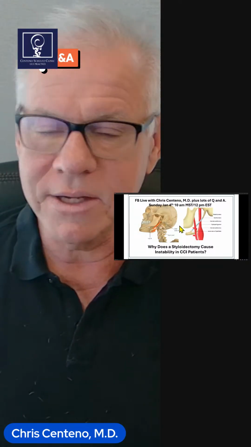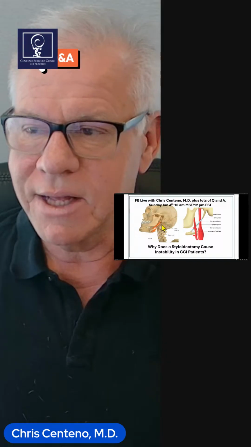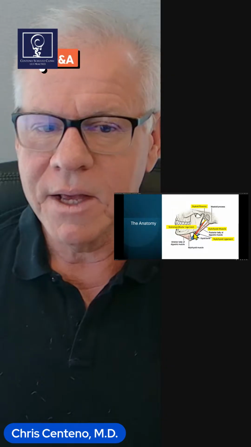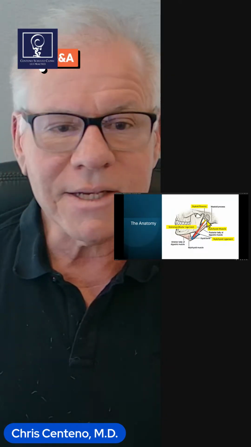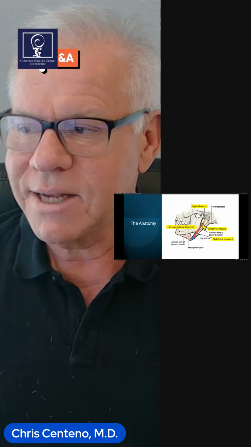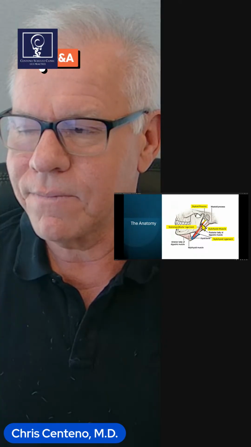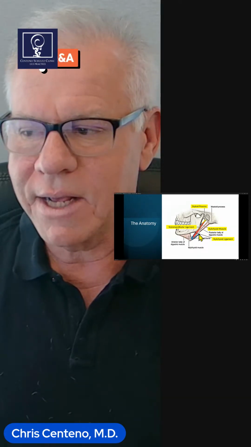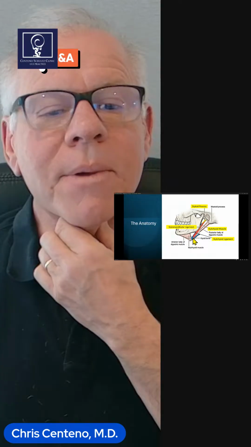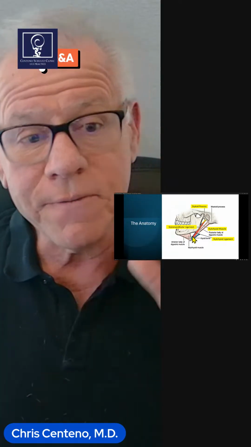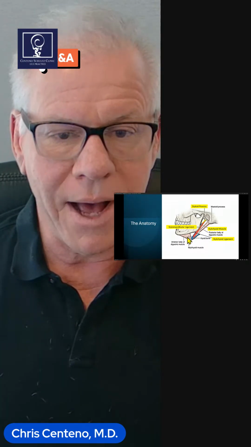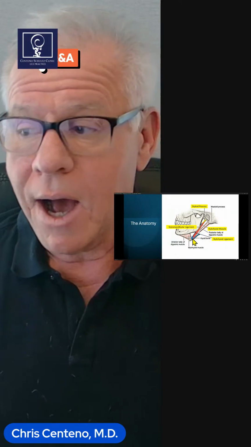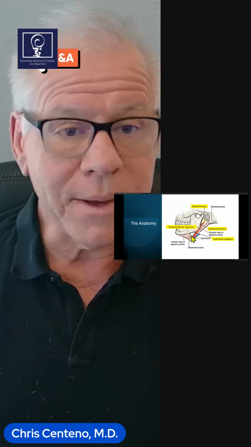Why does a styloidectomy cause instability in CCI patients? So let's get into that topic. So the anatomy, some of the things to know is that you've got the styloid process, and that's actually connected to a ligament that then connects to the hyoid. And this hyoid is a little bone that lives way up in here. And that hyoid is really a free-floating bone that's connected really only by other muscles, meaning it doesn't have a direct connection into the skull other than through this stylohyoid ligament.